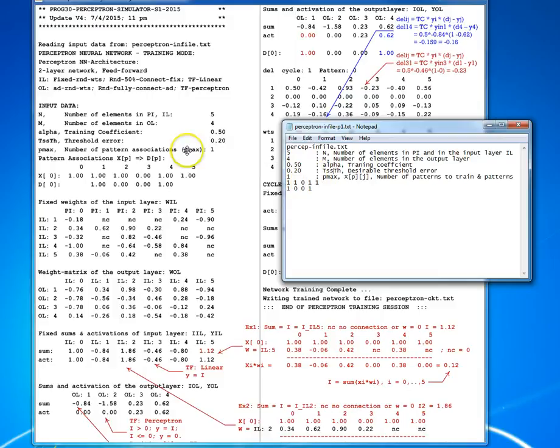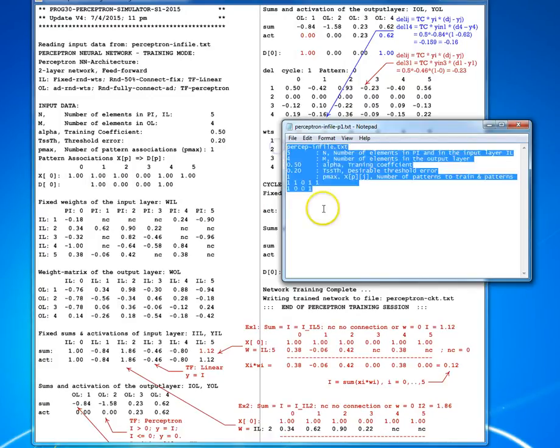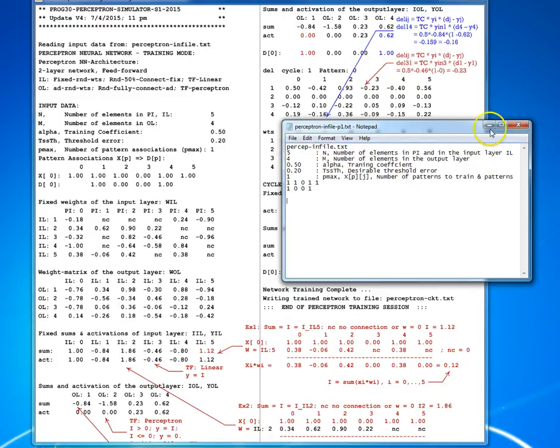The number of patterns to train is 1, and the pattern association to train corresponds with the patterns. Of course, in this case p equals only 1, and the corresponding element 5 is 0, 0. Again, this is not entered, this is just added. This is 1, 2, 3, 4, 5, corresponding to 1, 1, 0, 1, 1, and then the desired value is going to be 1, 0, 0, 0, 1. That's the output value. So this data is simply displayed here.